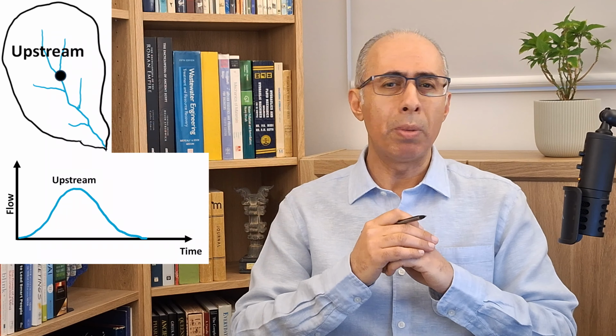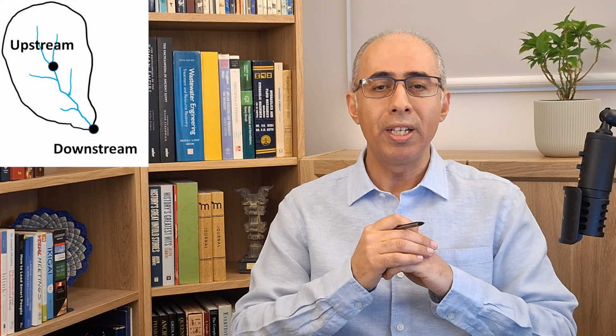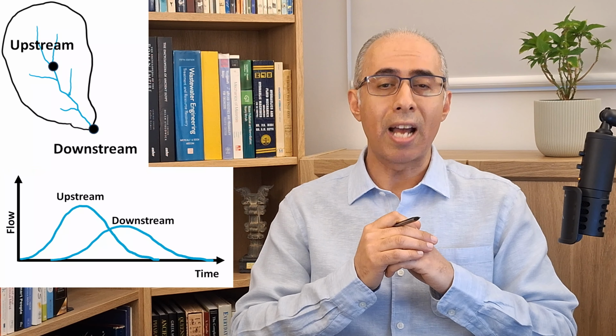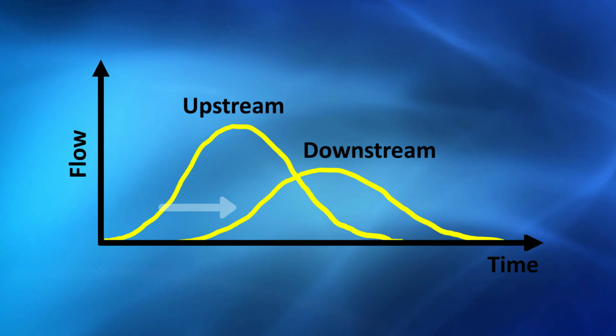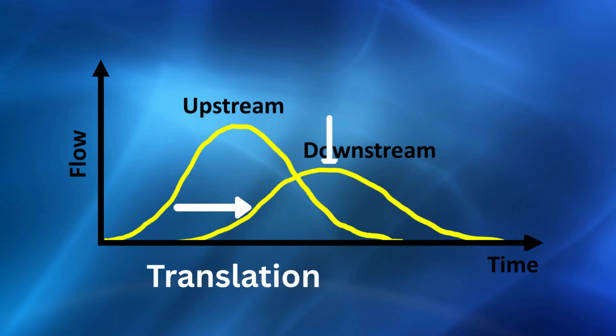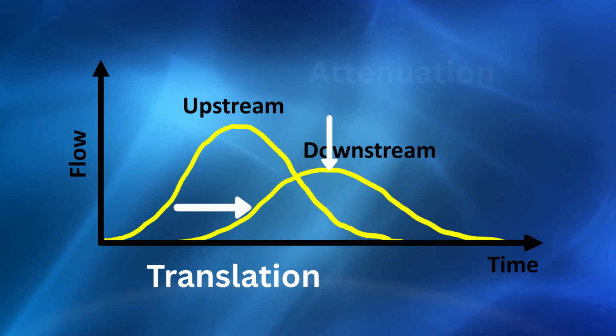Imagine a storm happens in a river system. The flow upstream might look like this, but 10-15 kilometers downstream it looks like this, a delayed and lower peak. This change in timing is called translation, and the drop in peak is known as attenuation. The tool we use to predict these changes is called flow routing.